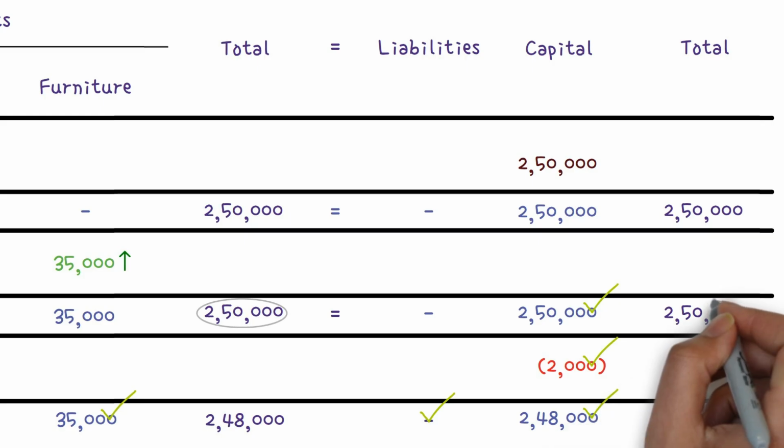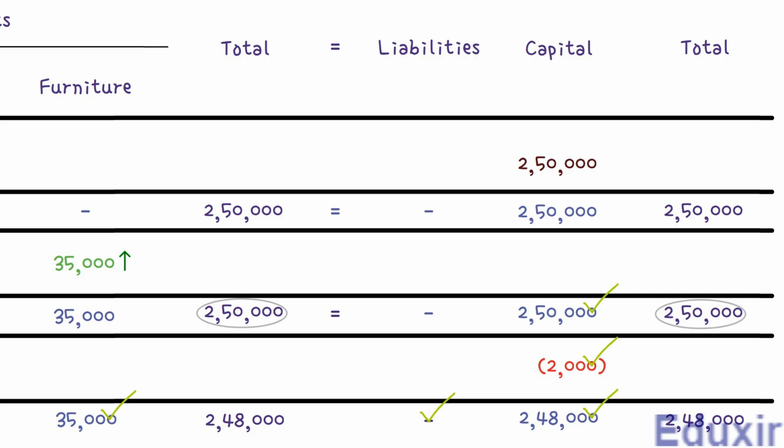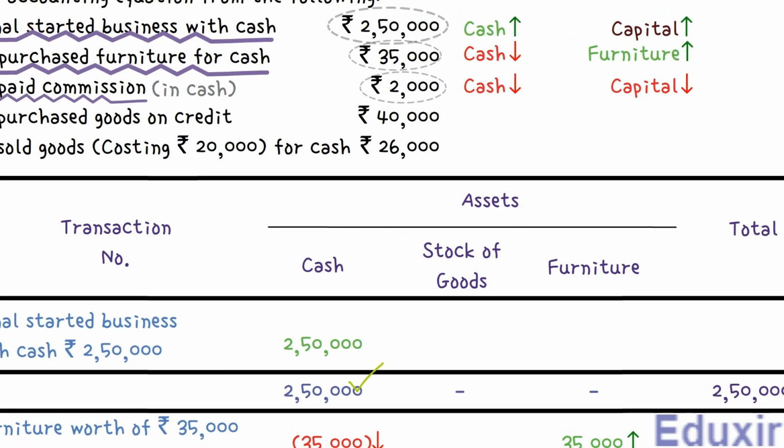Note that as compared to the previous total, the total of the liabilities and capital is reduced by 2,000 rupees after this transaction. Now the left hand side total is equal to the right hand side total. With that, we have completed the recording of this transaction into the accounting equation table. Let's now take up the next transaction.